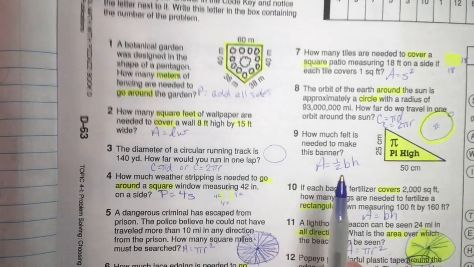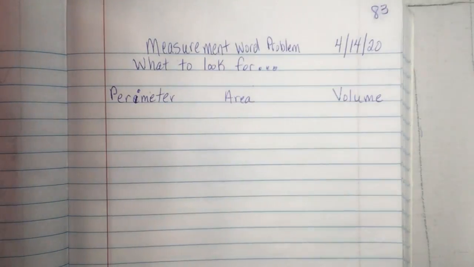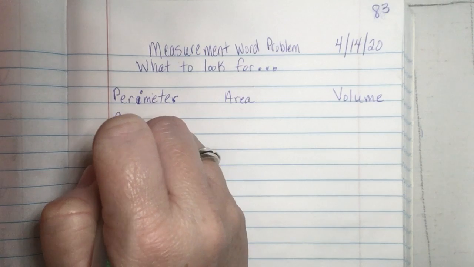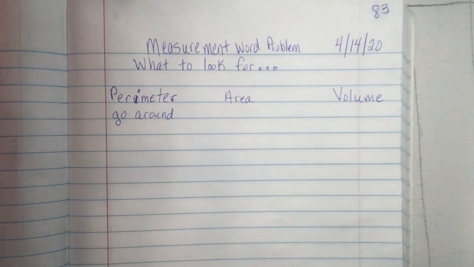Okay, here's another one. Go around. So that's something with perimeter. Something is going around something else. That's something we can look for in a problem, and that can help us know it's perimeter. They might not necessarily say go around, but you have to be thinking, what is happening in that problem? Is it going on the outside of the shape, or is it covering the inside of the shape? Okay, so perimeter.